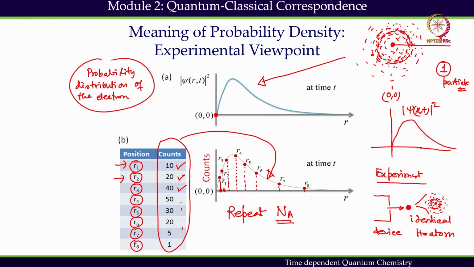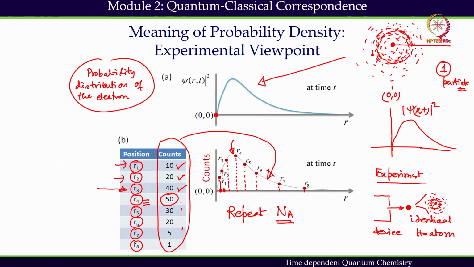And what we see is that in the experiment also, the maximum number of counts is associated with the R4 position, which is 50 counts I have got. Similarly, in the distribution also, R4 is the maximum of the distribution. Maximum of the distribution means there is a chance of getting that position many times in the experiment. So that's the primary meaning of this probability distribution function.